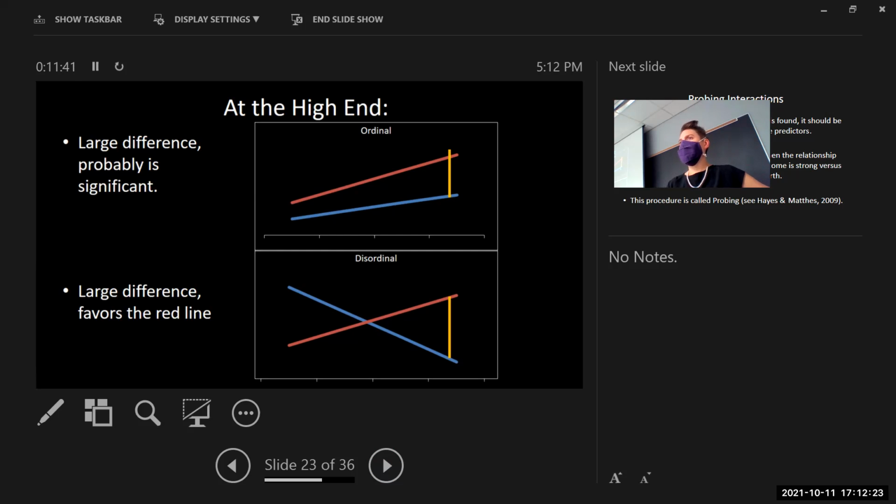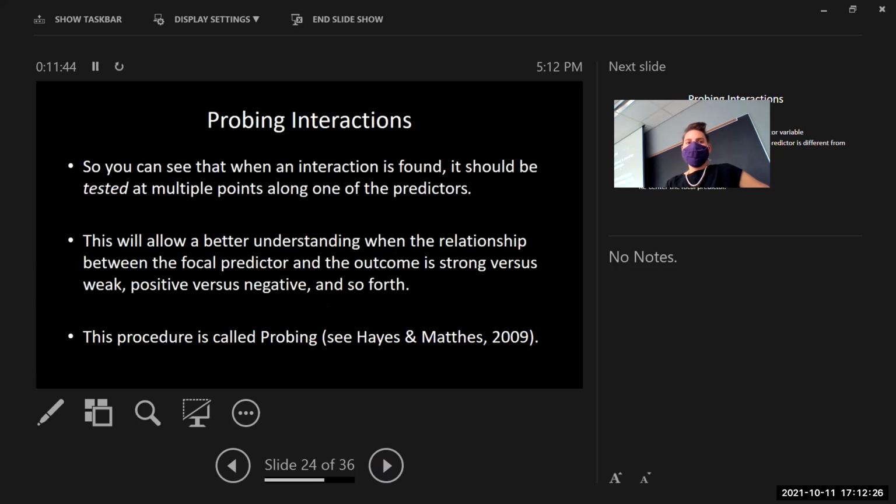So how do I know what we're talking about? The way you can do this is with something they call probing the interaction. If you find an interaction, you can test at multiple points along one or both of the predictors in order to get a better understanding of where you have regions of statistical significance. Like, where is there a difference between my groups? Where is there an association between x2 and y? Where on x1 is there a relation between x2 and y?